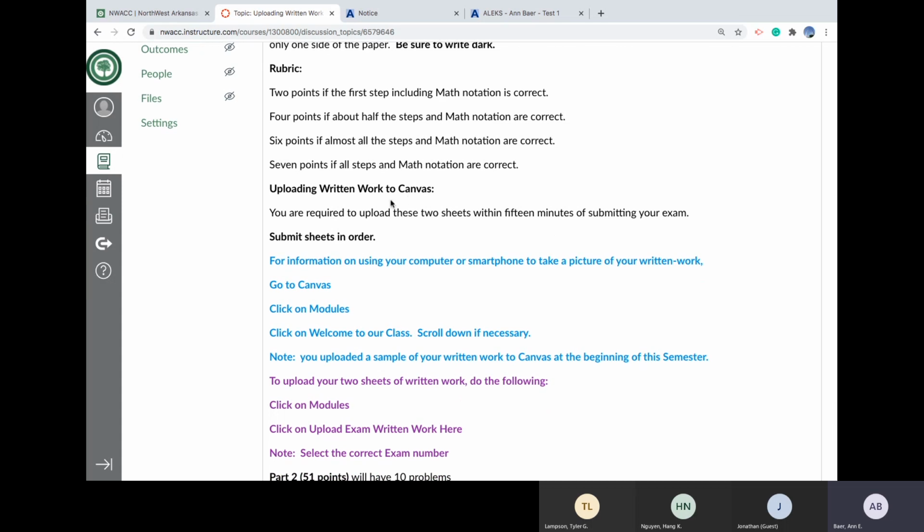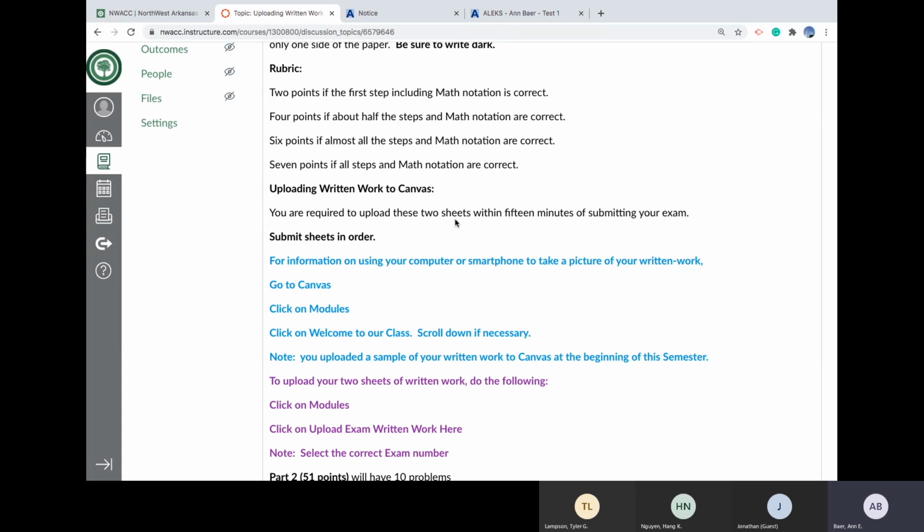Uploading written work to Canvas. You are required to upload these 2 sheets within 15 minutes of submitting your exam. So you only have 2 sheets to upload. You all uploaded your government issued picture ID at the beginning of the semester, as well as a copy of your written work. So I know you all already know how to do this. So I'm just reminding you of that, and to have two sheets to upload is not really a big deal.